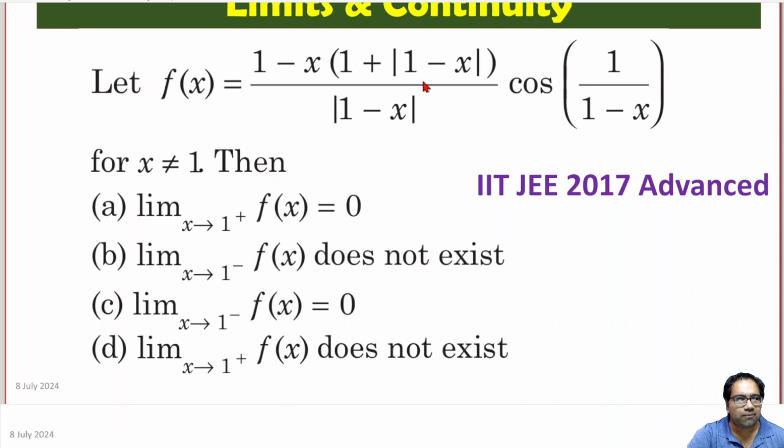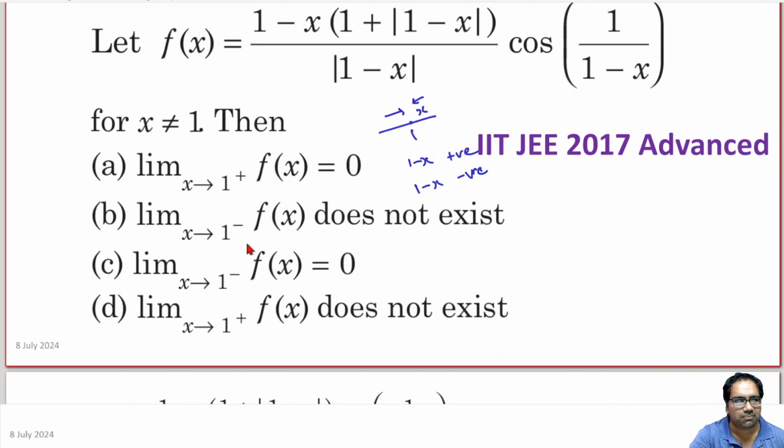Obviously, when x is approaching 1, x can approach from this side or from this side. When x is less than 1, 1 - x is positive. When x is greater than 1, 1 - x is negative. Approaching from the left, x is less than 1 and 1 - x is positive, and approaching from the right, 1 - x is negative. So let's try to understand what happens when x approaches 1 minus or 1 plus.